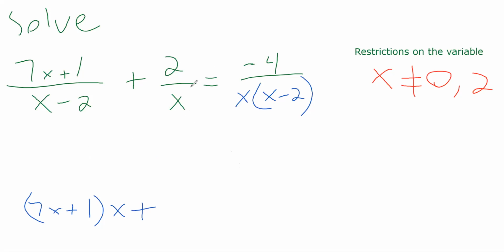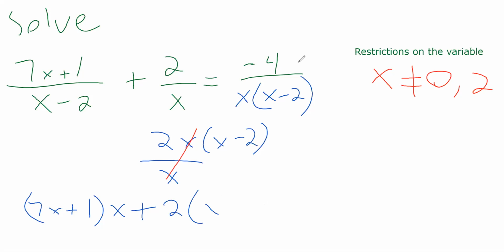Next up, we want to look at this guy. We want to multiply it by the denominator, x times x minus 2. And now this wonderful bit of cancellation is going to happen. The x's go away. So there's no more denominator there. So you're just going to be left with 2 times x minus 2.